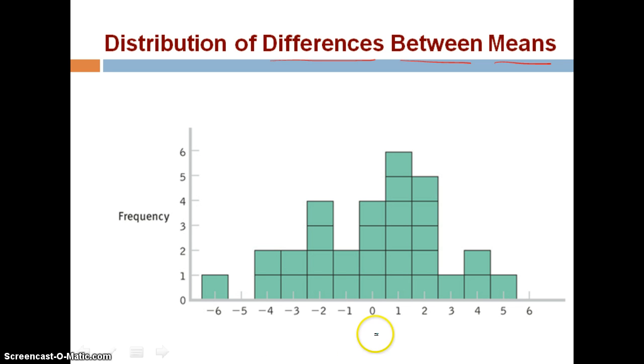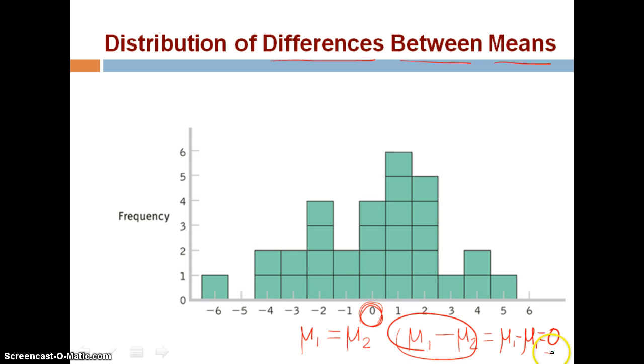But you'll notice too that the scores tend to pile up around 0. The mean in the population, if the null hypothesis is true, is that the mean of the first population is equivalent to the mean of the second population. So if you had mean 1 equal to mean 2, then we would say mu sub 1 minus mu sub 2 equals, well, since they're the same, you could say mu sub 1 minus mu sub 1, which gives you 0. So in the population, the difference between mu sub 1 and mu sub 2 is 0. This will be important later on.